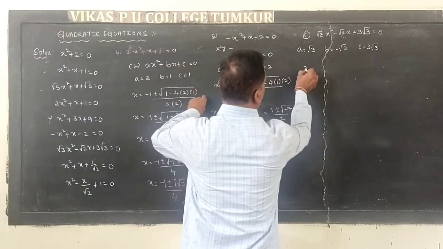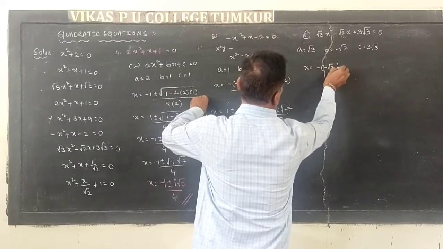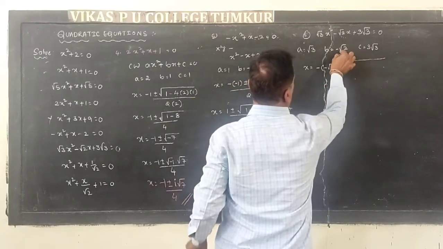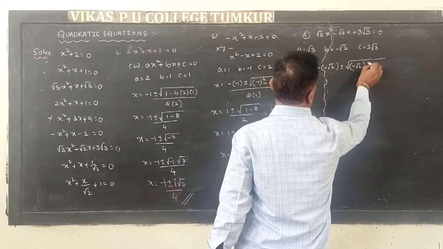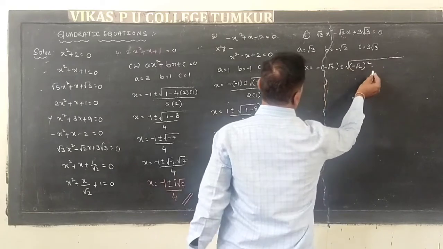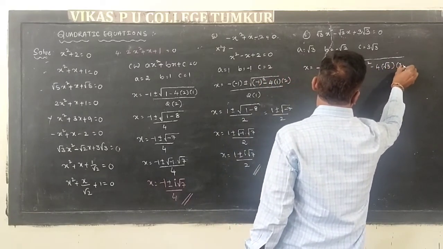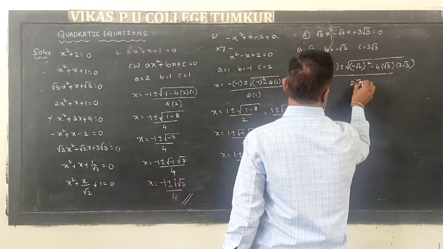Then the value of x is equal to minus b, minus of minus root 2, plus or minus square root of b square, minus root 2 whole square. Remember, I will write that one stage. Minus root 2 whole square, minus 4 times a, which is root 3, times c, which is 3 root 3, divided by 2a, which is 2 root 3.